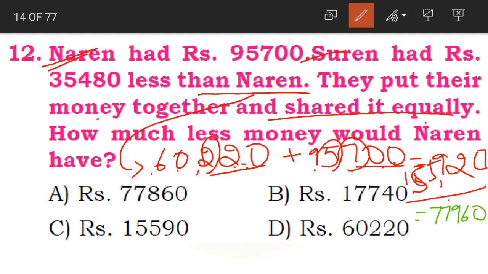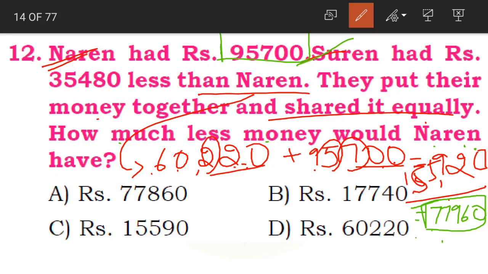What did they get by dividing among each other? 77,960. Now Naren has 77,960 and Suren also has 77,960. Now how much less money would Naren have? First, what did Naren have? 95,700. But now what does he have? 77,960. So what should we do to find out the difference? We need to subtract.